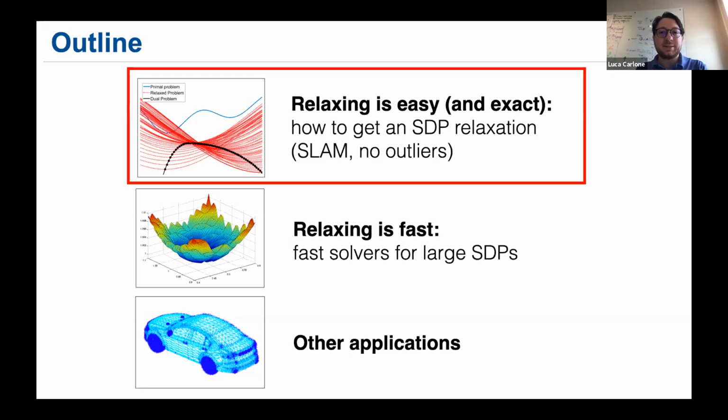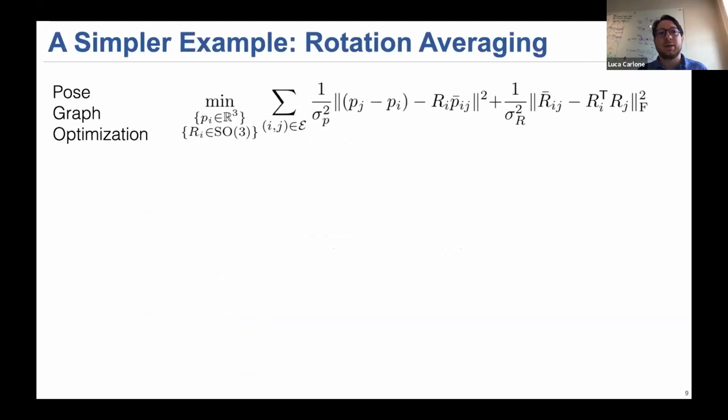So let's start with relaxation: relaxing is easy. We're going to start looking at pose-graph optimization, but actually I will start with a problem which is slightly easier than pose-graph optimization. By simplifying the problem a little bit, I will later show you that you don't miss anything and we go back to pose-graph optimization. So we start with a simpler problem, which I will show is eventually the same as solving pose-graph optimization.